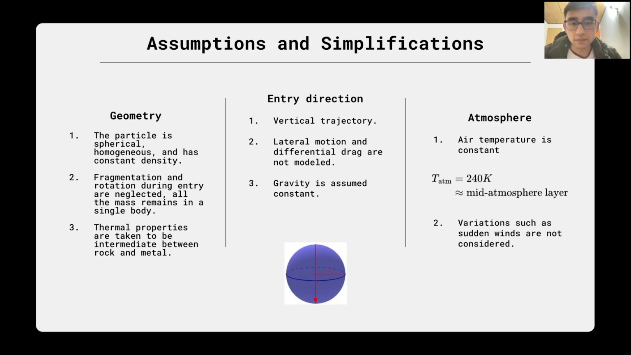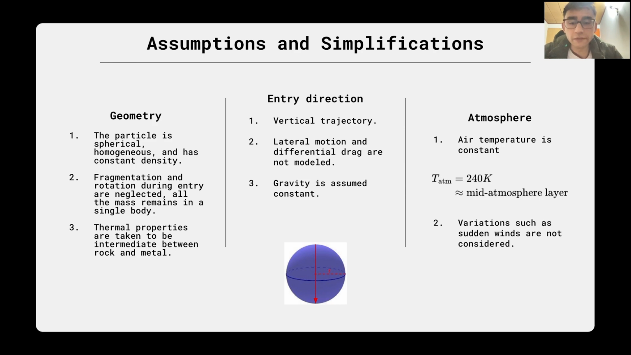Now for the assumptions. The first group is about the geometry. We treat each dust grain as a spherical homogeneous particle with constant density. We ignore fragmentation and rotation during entry, so all the mass stays in a single body. About the entry direction, we assume a vertical trajectory. We don't model lateral motion or differential drag. Gravity is taken as constant. This lets us focus on the competition between drag, heating, and radiation without solving a full 3D trajectory problem.